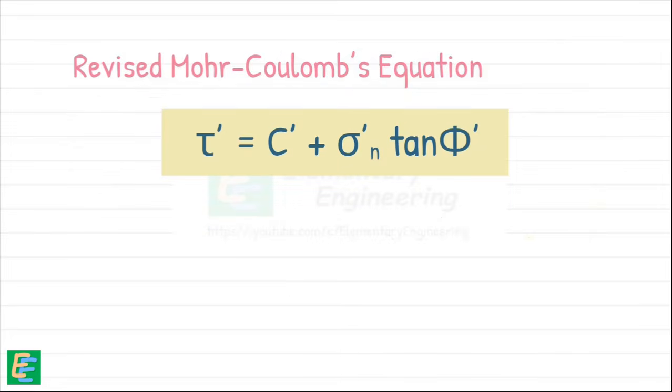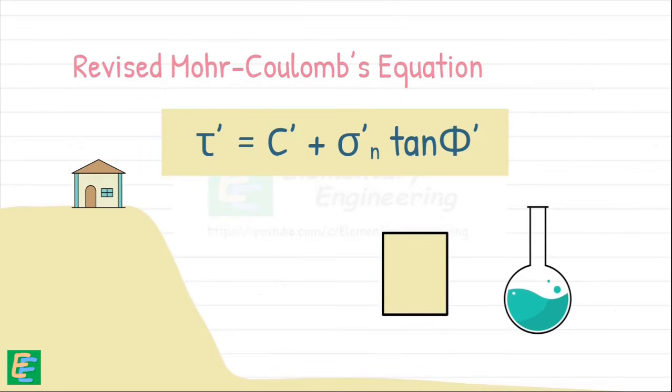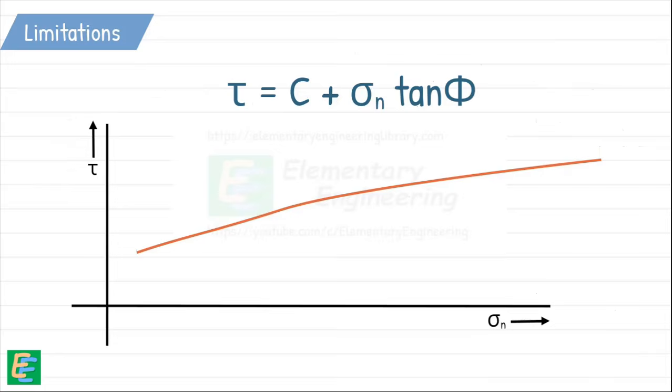Mohr-Coulomb theory aligns fairly well with both field and laboratory observations of soil failure, making it a useful tool for estimating soil shear strength. However, it's not without its limitations. The theory assumes a linear relationship between shear strength and normal stress and approximates the curved failure envelope by a straight line, which in reality may be non-linear for some soils. So it might not give correct results for some soils.